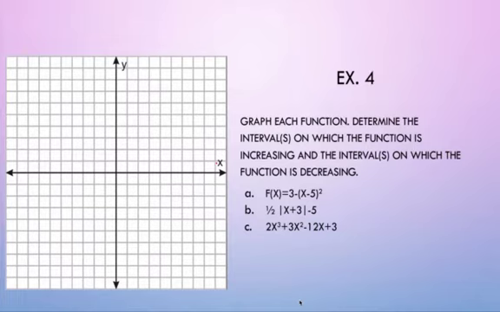Graph each function, determine the intervals on which the function is increasing and the intervals on which the function is decreasing. So use our transformation rules, right? So this would be negative x minus 5 squared plus 3. That's going to be the graph of x squared. It's going to be shifted 5 units to the right and 3 units up, and that negative out front means that it opens down. So it's going to look like something like this.